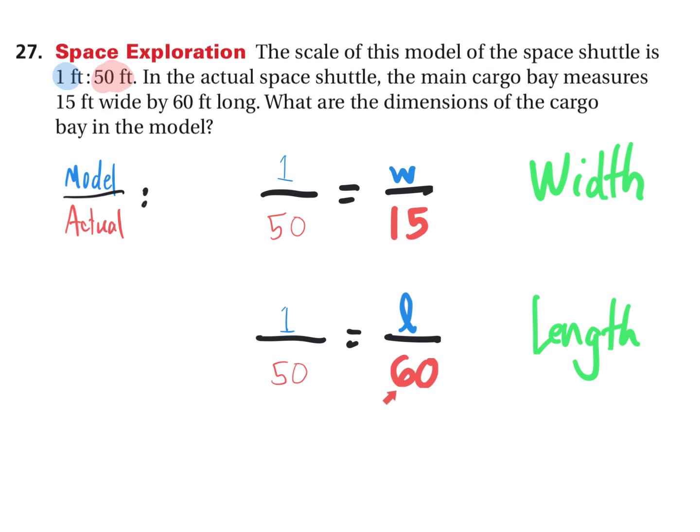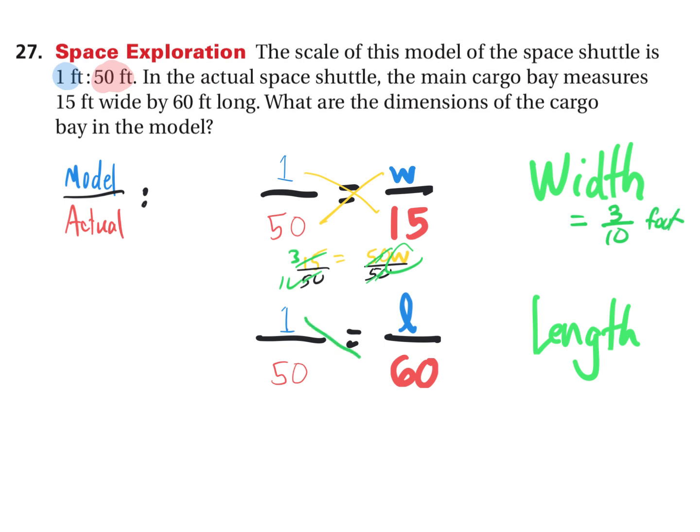When we cross multiply, we will know the dimensions of the cargo bay in the model because we're finding the blue parts, which are the dimensions of the model. 1 times 15 is 15. W times 50 is 50W. Dividing both sides by 50, we get that W is equal to 15/50ths. And 5 goes into 15 3 times, and 5 goes into 50 10 times. So 3/10 of a foot.